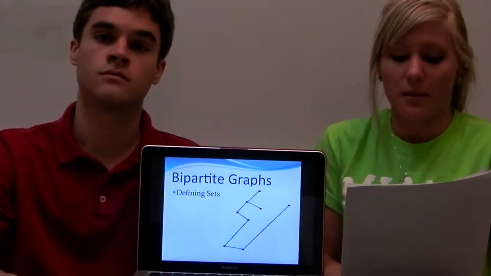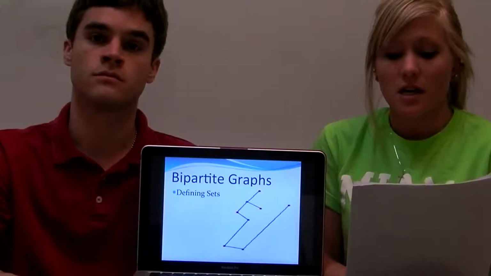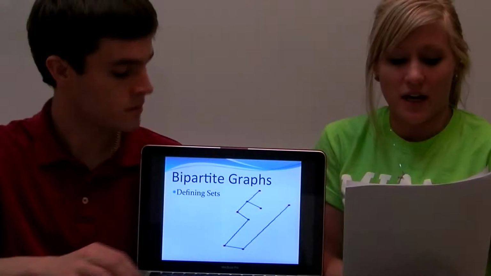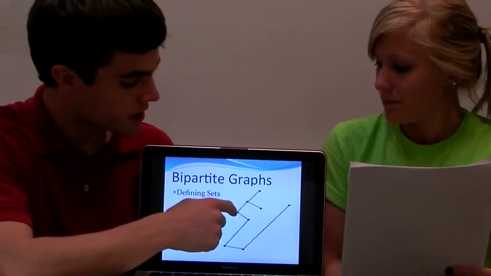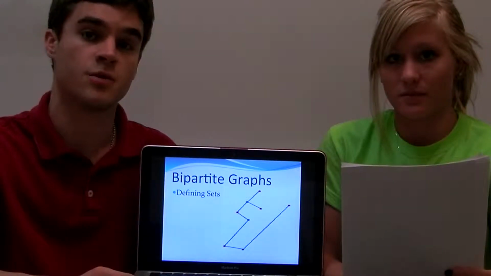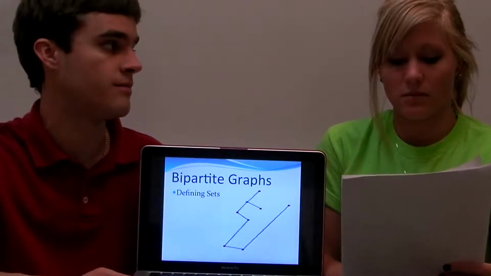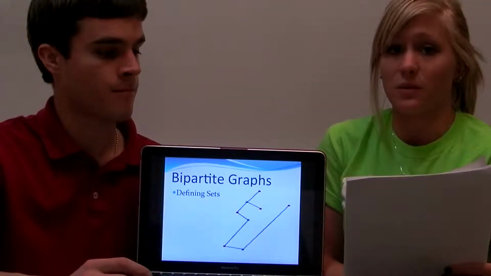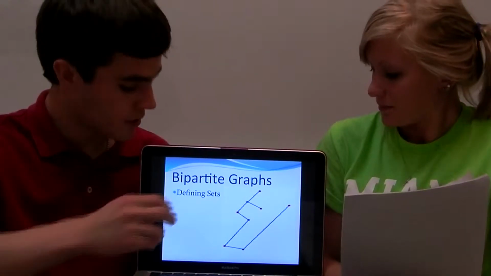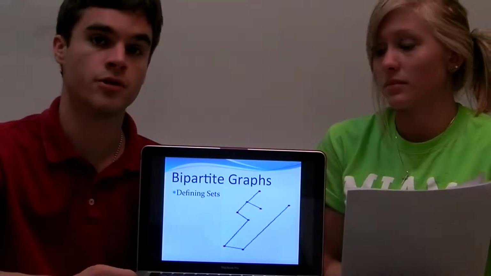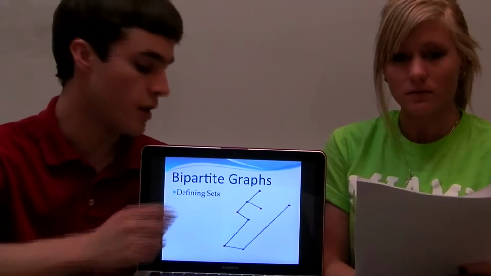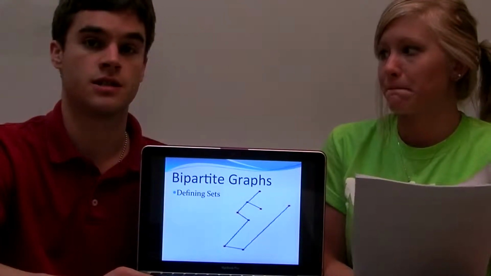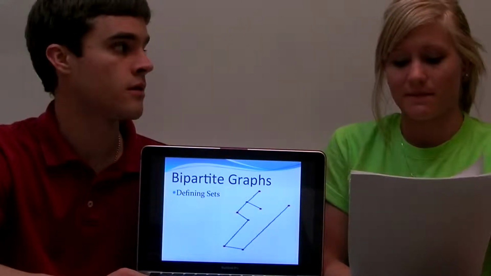Defining two sets in a bipartite graph is a simple process. Select a vertex at random and define it as a member of set A. So for example, this first point would be the red point. The rest of the vertices are defined by their distance from the first vertex chosen. So these two vertices, for example, are blue. They're both distance 1 away from this first vertex, which is the root vertex.